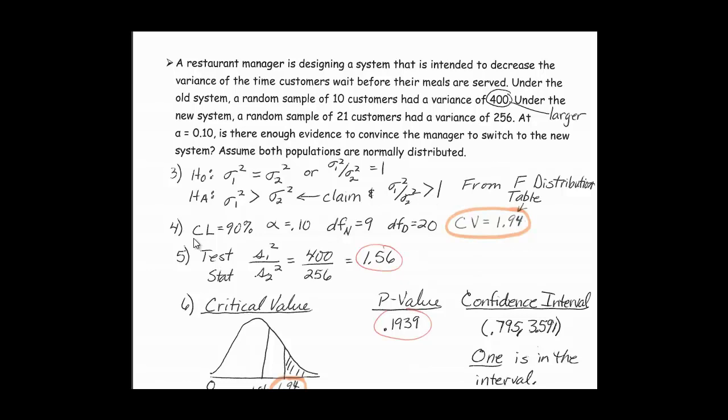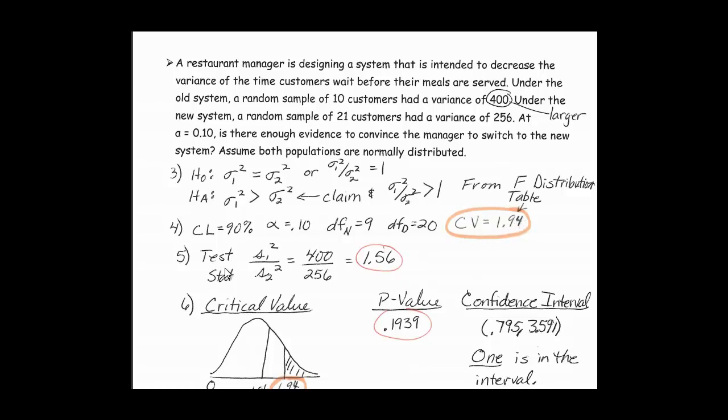Okay, when I found the critical value here, I looked at the confidence level was 90%, alpha was 10%, so I went to that chart. Degrees of freedom for my larger variance, 400, had a sample size of 10, so that degree of freedom would be 9. My smaller variance had a sample size of 21, so its degree of freedom would have been 20. So where those two intersected on this alpha 10 table, we found the critical value of 1.94.